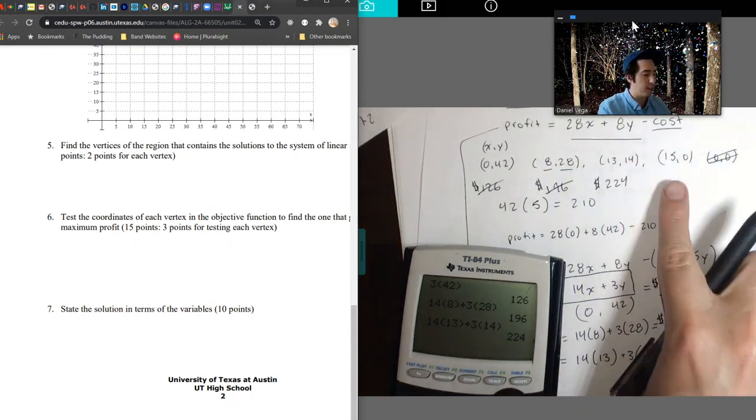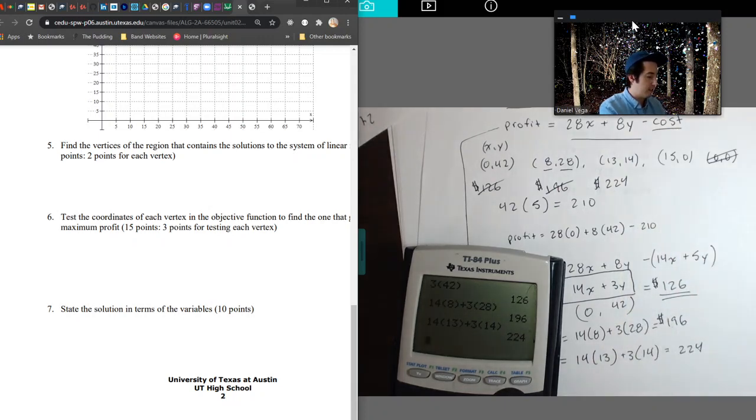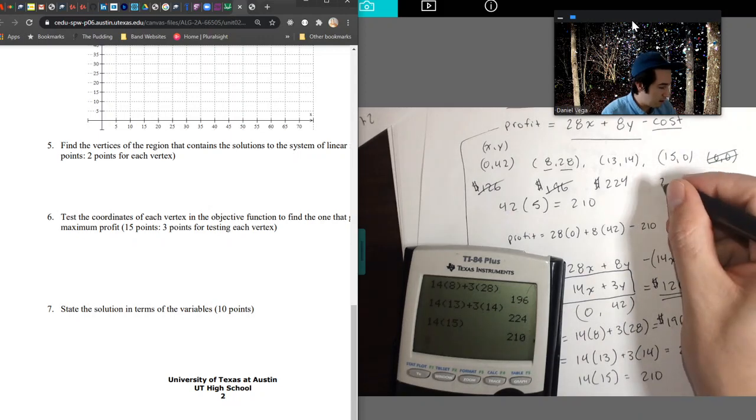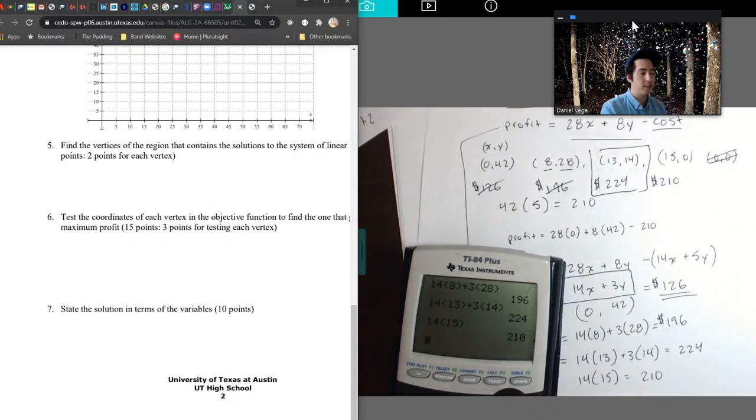And then the last one, the last possible case, what if you only bought 15 giant plants, didn't buy any hanging plants? That's just going to be 15 times 14. 210. And so this one, this is the amount of plants you should buy to maximize your profit. If you bought 13 the big plants and 14 of the hanging plants, you would make potentially $224 if you totally sold everything, which is the most amount of money.